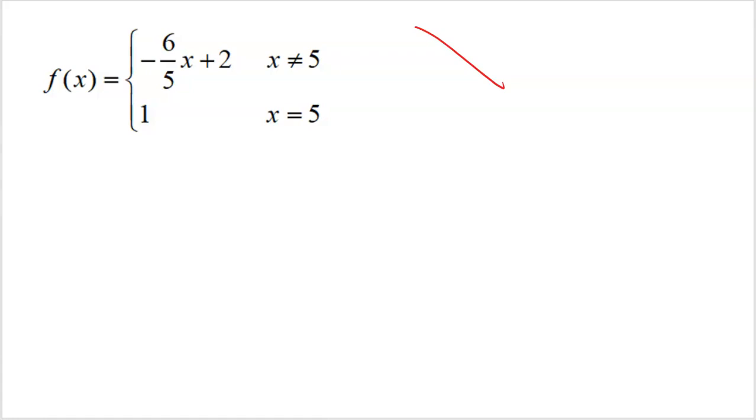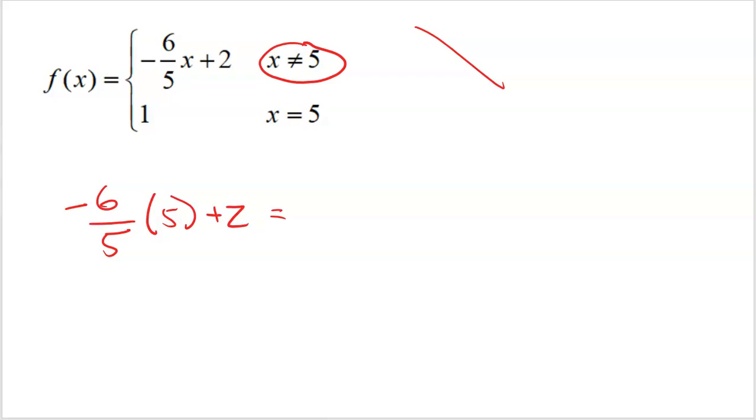Anywhere x does not equal 5, and then when x does equal 5, they want us to use 1. Now, here's a thing I want you to do: I actually want to plug 5 into our function. You might be like, well, wait a minute, why am I plugging 5 into the function when it says do not use this when x equals 5? Because I just want to prove something, it's going to leave a hole, basically. You'll see that when I look at the graph in one second.